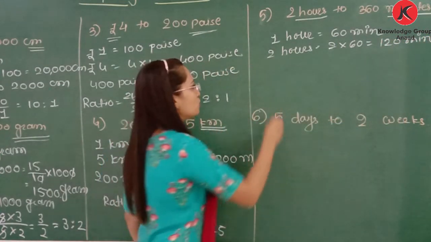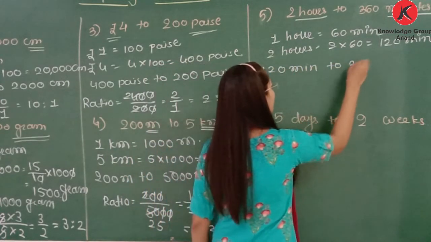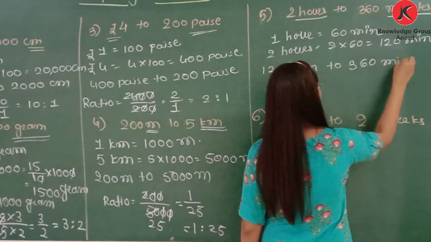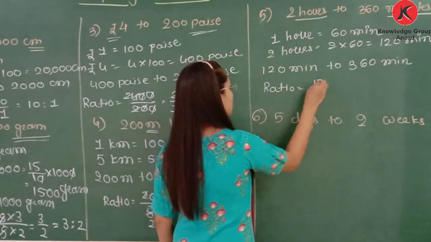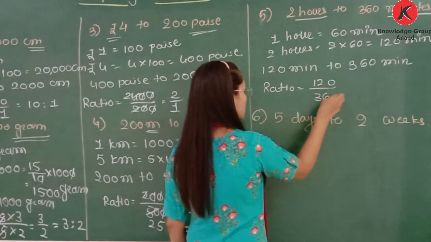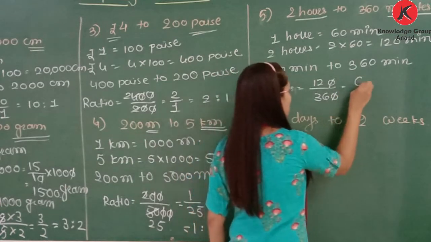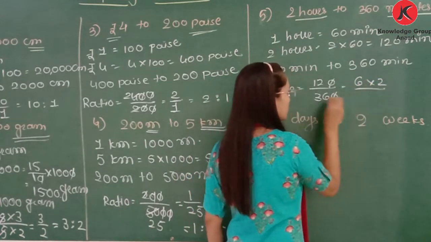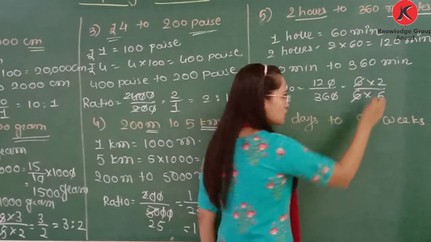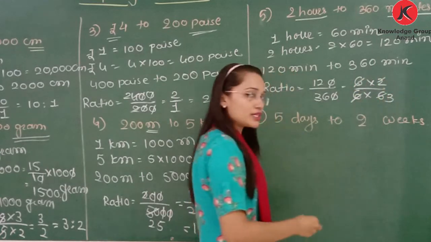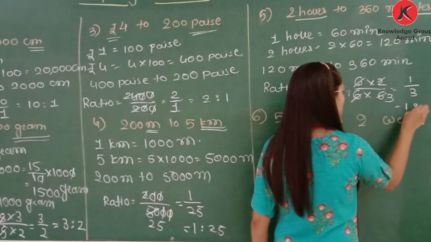Now take the ratio of 120 minutes to 360. So ratio is equal to 120 divided by 360. So again we can cut 0 and 0. Factor of 12 is 6 2s and factor of 36 is 6 6s. Cut the common factor 6. You can also cut the common factor, 2 3s are 6. So it is 1/3. So ratio is 1:3.